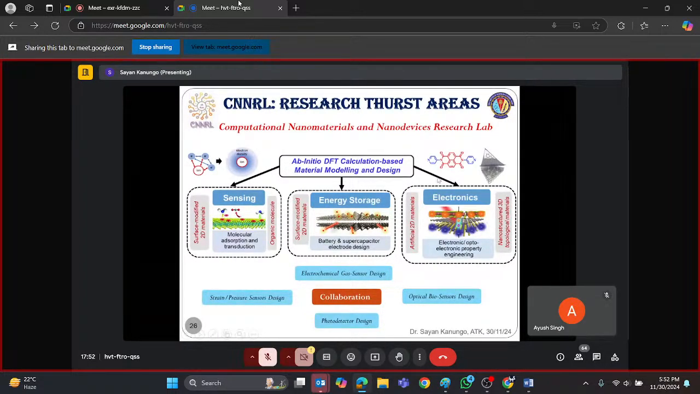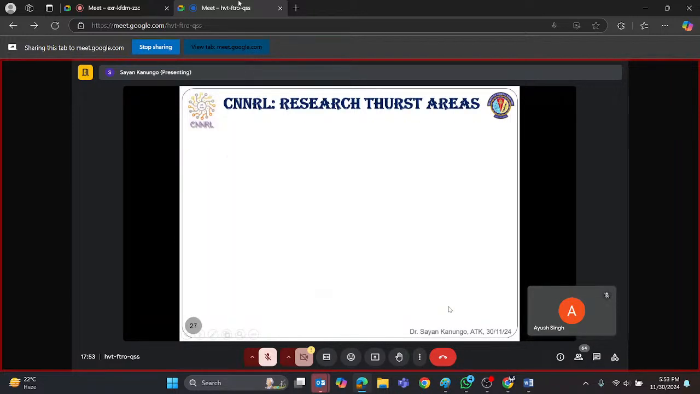Apart from our independent theoretical investigation, we also collaborate with experimental research groups in BITS and outside, where we are mainly focusing on complementing the experimental findings in the domain of strain pressure sensor design, electrochemical gas sensor design, optical biosensor design, and photodetector design.